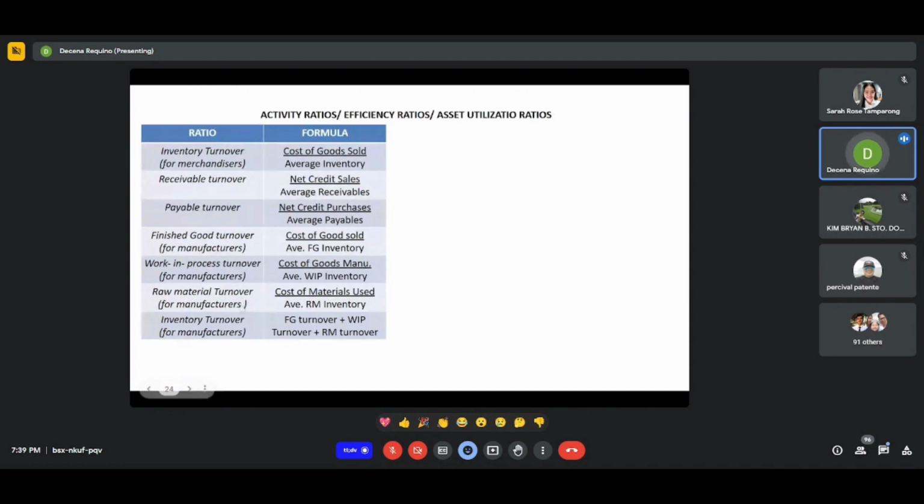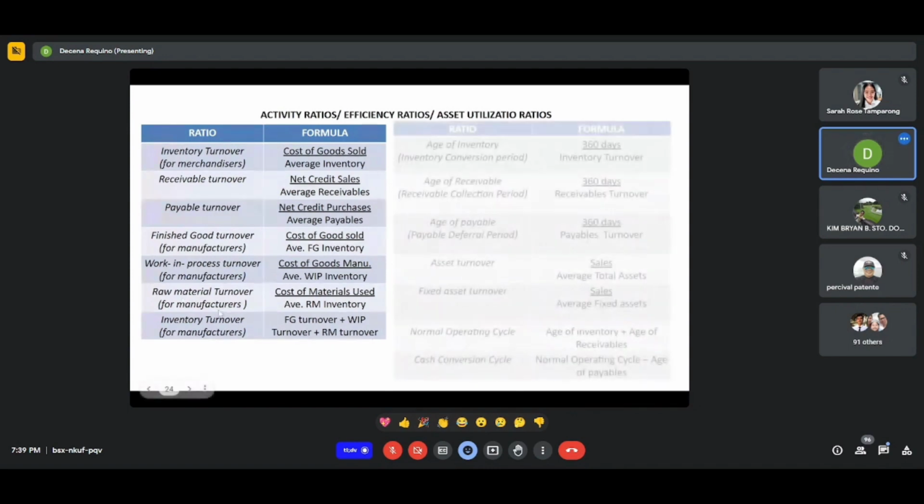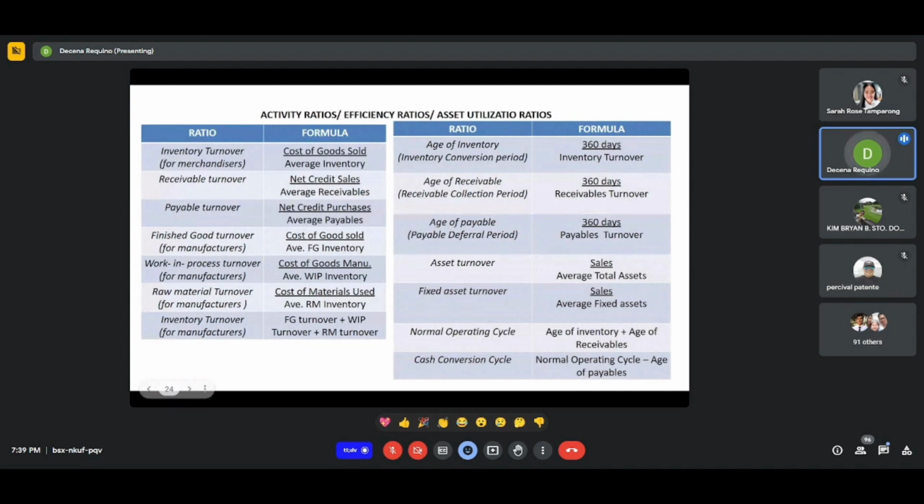For raw material turnover, cost of materials used over average RM inventory. For inventory turnover, finished goods turnover plus work in process turnover plus RM turnover. RM is the raw material turnover. For the age of inventory or inventory conversion period, the formula is 360 days over inventory turnover. For age of receivable, 360 days over receivable turnover. The age of payable, 360 days over payables turnover.